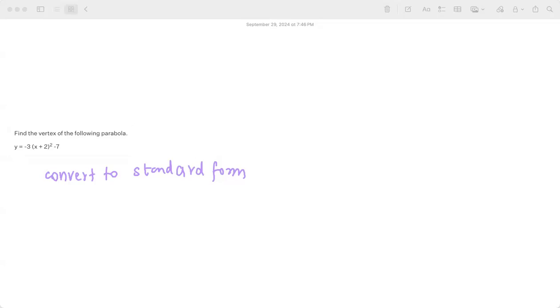Miss Priya, are we supposed to convert this equation to standard form too? Yeah, ma, first send me the vertex and then convert it to standard form.